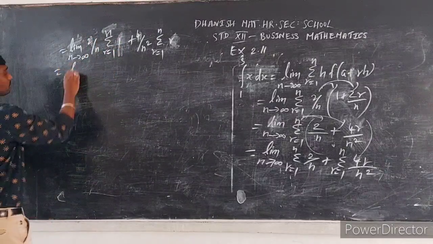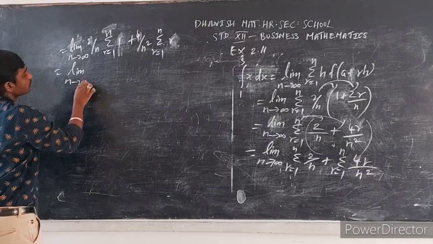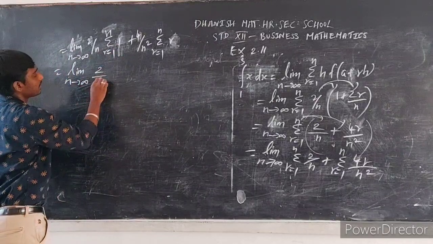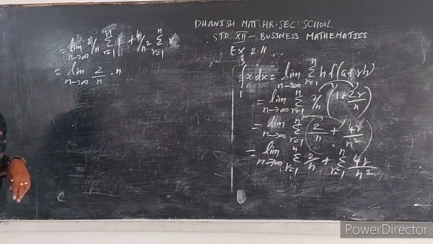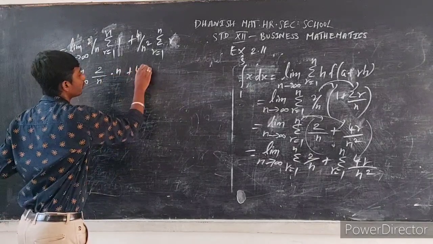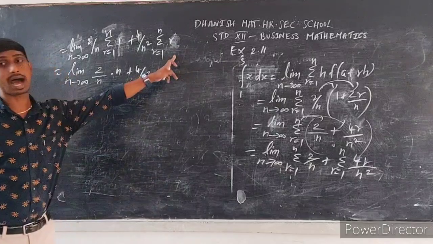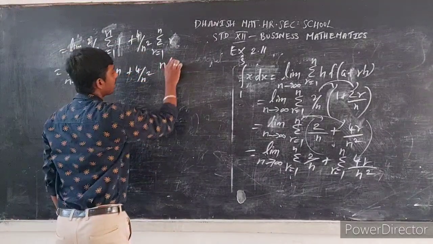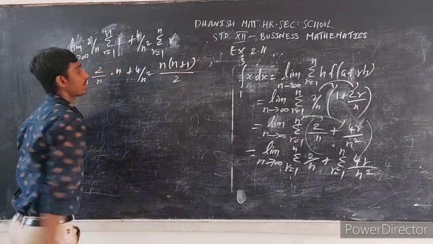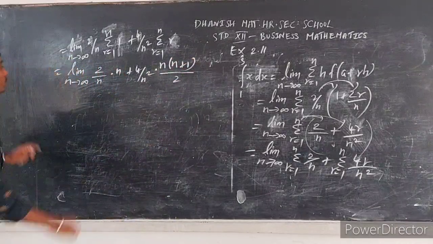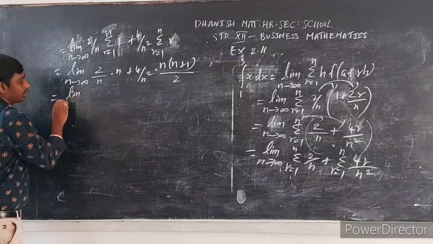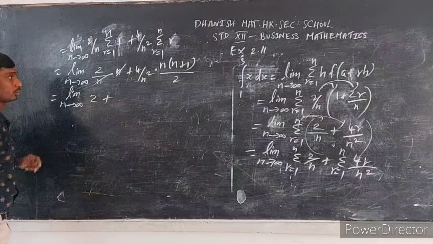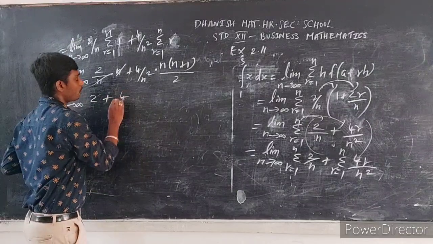Then limit n tends to infinity. Summation of one value, that will be n. Here we have written n. Then here 4 divided by n square. Summation of r. Summation of r means what is the formula? n into n plus 1 divided by 2. The same procedure you have to follow here. So just substituting this one, it will be cancelled. What is the remaining value? That will be 2. Then here 4 by n square.